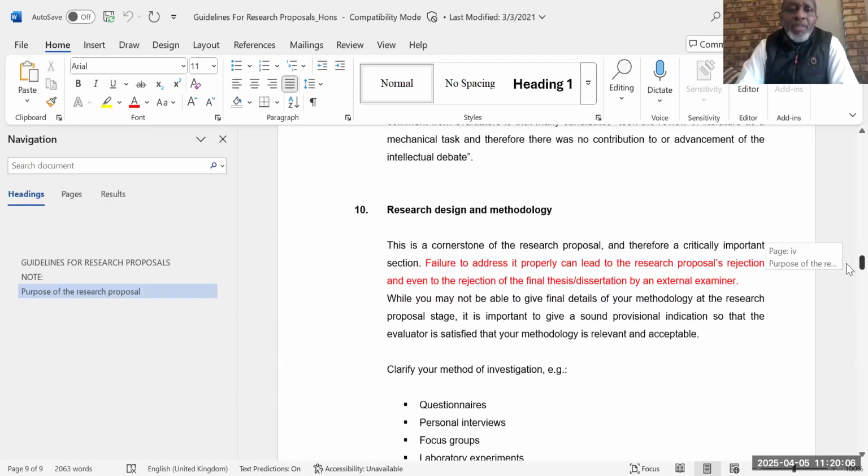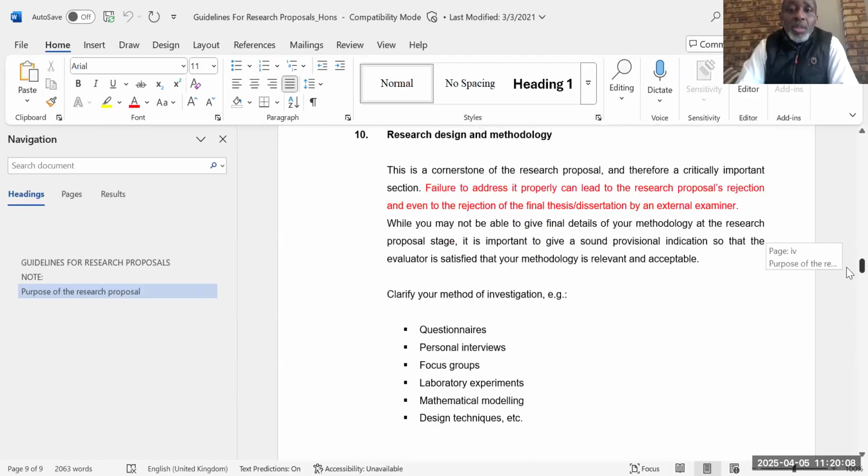So there are different types of methods, from social sciences to engineering and science. You could use questionnaires, personal interviews, focus groups, laboratory experiments. If you cannot do experiments, you can use models. Could be mathematical models, process models, systematic models. Software, you could write a code, design techniques and things like that. You could even combine them.